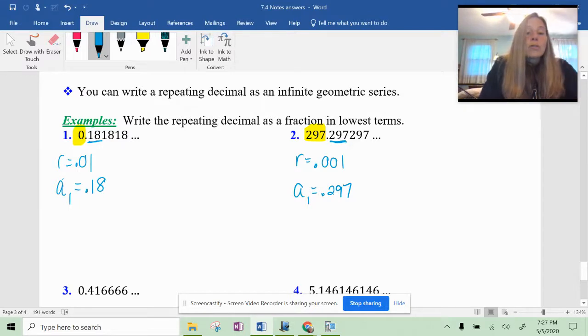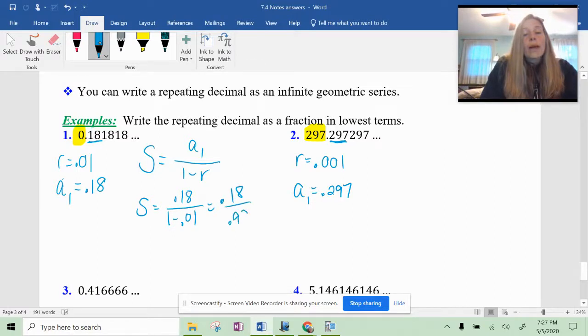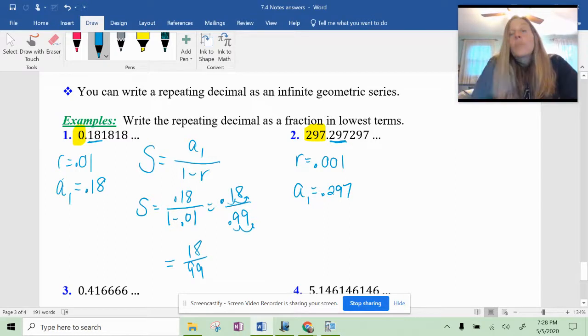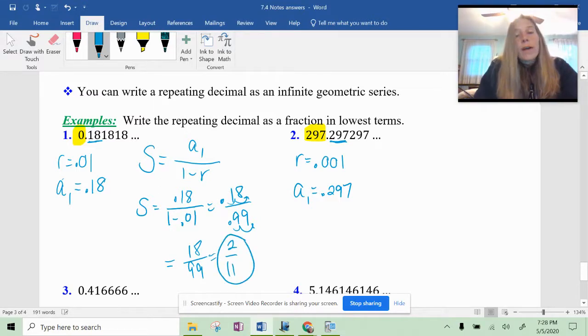So once you get these 2 numbers, then you can do your sum formula with the a sub 1 over the 1 minus r. So you have your a sub 1 on the top, which is 0.18, 1 minus 0.01. So you get 0.18 over 0.99. Now, as you can see, both of these could have the decimal place moved over twice, right? So you end up with 18 over 99. Now, it may or may not be reducible, something that you can simplify or reduce. So both of these are divisible by 9. So you end up with 2 over 11 for your simplified fraction.